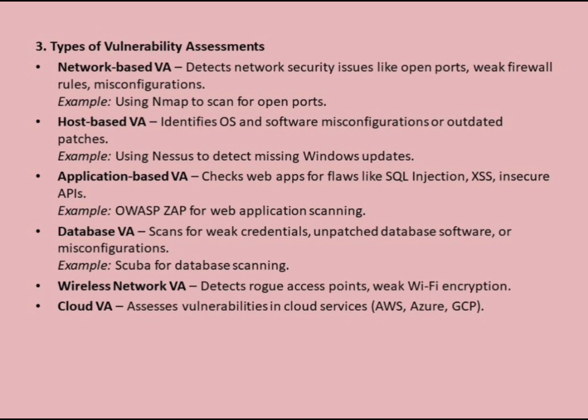1. Network-based vulnerability assessment. This type focuses on identifying weaknesses in the organization's network infrastructure. It checks for issues such as open ports, weak firewall rules, unnecessary services running, and misconfigured routers or switches. Example, imagine a company leaves port 21, FTP, open on its server without proper security. An attacker could use this to steal files. A network-based VA tool like Nmap can scan the network to detect such open ports and highlight the risks.